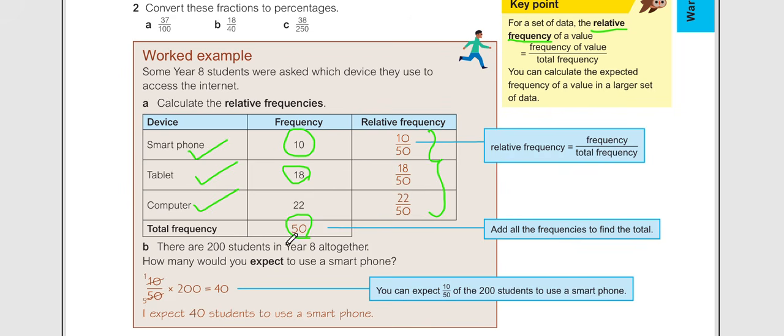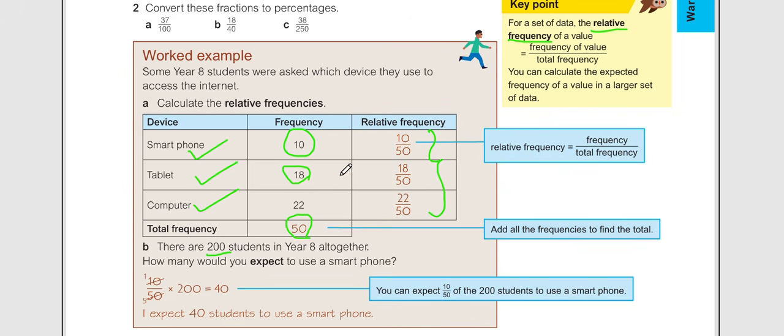There are 200 students in year 8 altogether. How many would you expect to use a smartphone? Now this frequency, when you added all together, you got 50. So this is the data given for 50 students only, right? But now they are asking for how many? 200. So using the relative frequencies you have here, you have to find for 200 students how many we are expecting to use a smartphone, right?